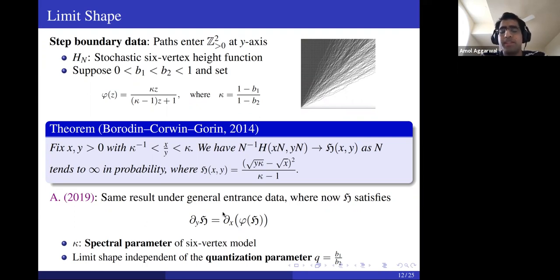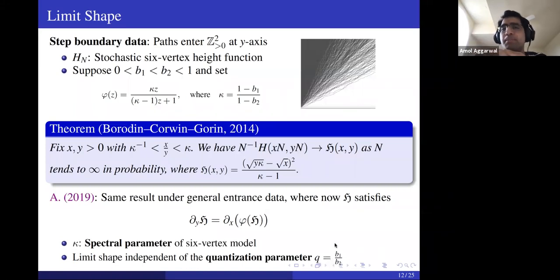So what this version of the theorem is telling you is that for any choice of boundary data, entrance data, the limit shape of the model only depends on this kappa. It doesn't depend on b1 and b2 individually. So you can view b1 and b2 as being determined by kappa and this parameter q, which is b1 over b2. A direct implication of these results is that the limit shape only depends on the spectral parameter, not on this parameter q, which is b1 over b2.